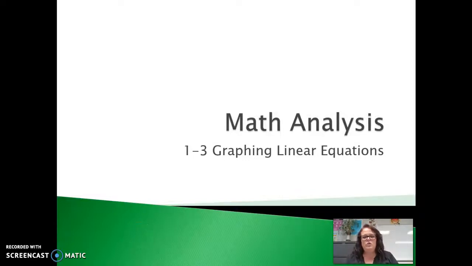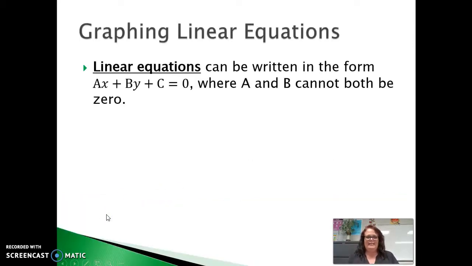Hello again. In this section we're going to be covering graphing linear equations, and we're going to be talking about things like y-intercepts and x-intercepts and so on. A linear equation can be written in the form ax plus by plus c is equal to 0. One thing I want you to notice is x is to the first power and y is to the first power. If it's any other power, then it's no longer linear.